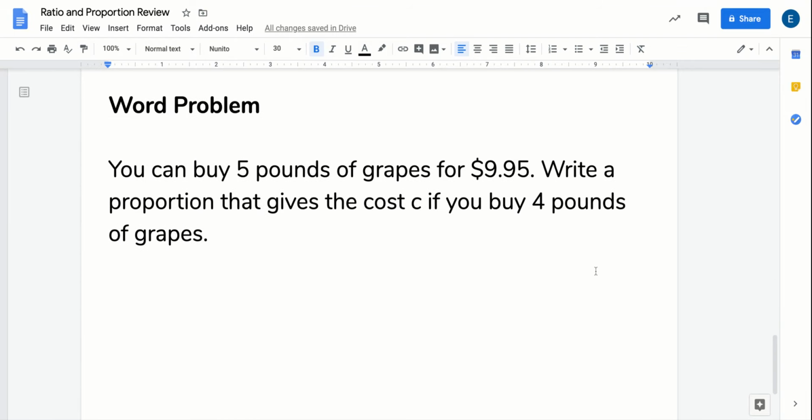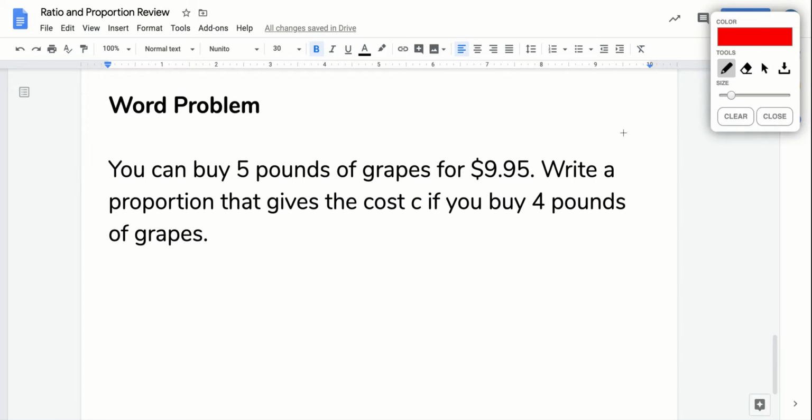All right, last thing we're going to go over is the word problems. You can buy 5 pounds of grapes for $9.95. Write a proportion that gives you the cost C to buy 4 pounds of grapes. Well, I always want to start off with my words first. So I'm going to write dollars over pounds. LBS is the abbreviation for pounds. I'm going to set this up for myself. $9.95 went with 5 pounds.